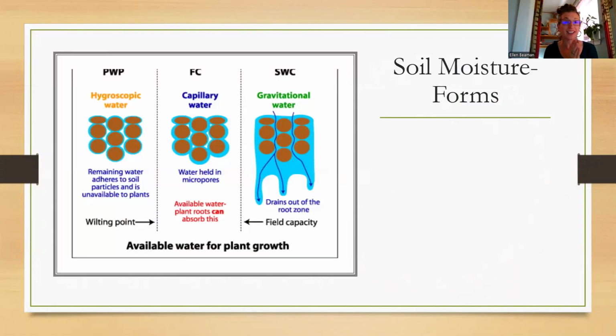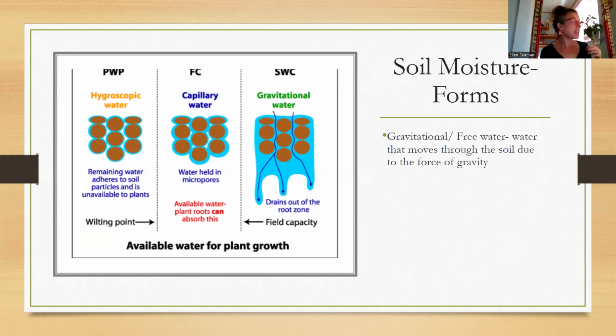Okay, here's my favorite, soil moisture. So, there are three different forms of soil moisture. The first is gravitational water. And I'm going to use an example in a potted plant.